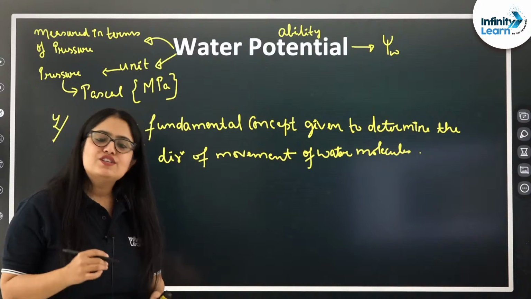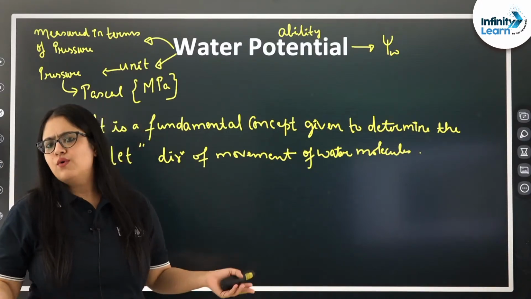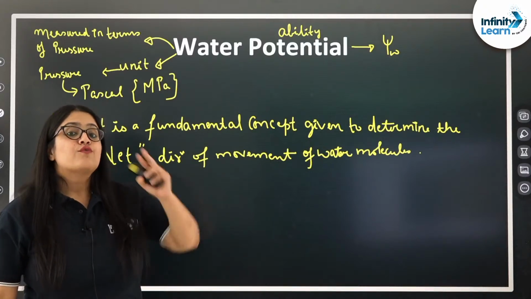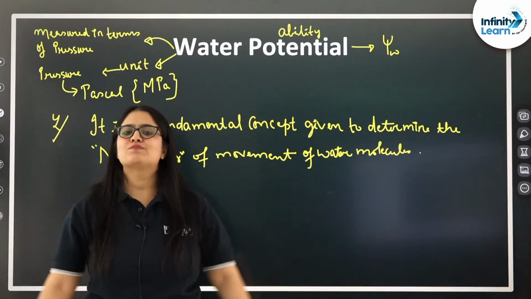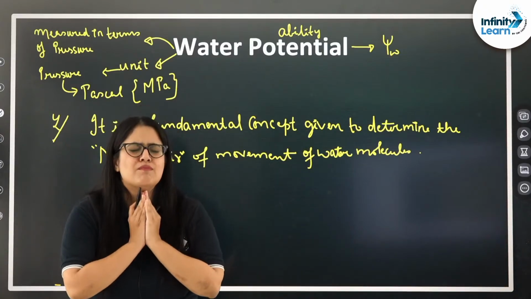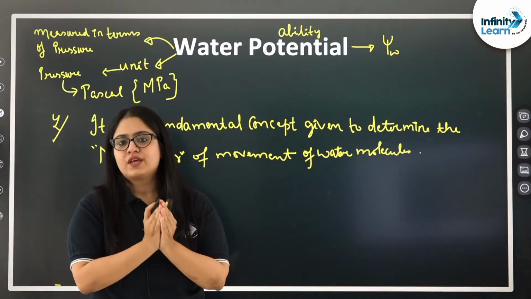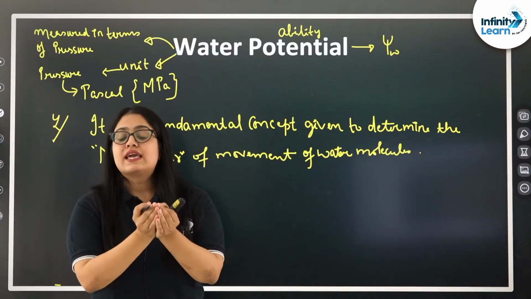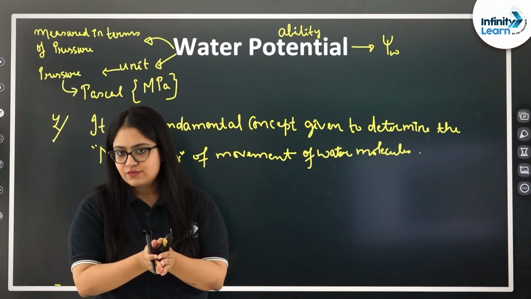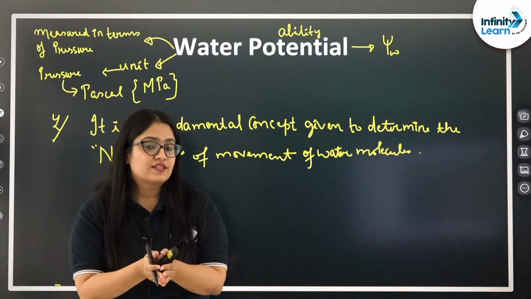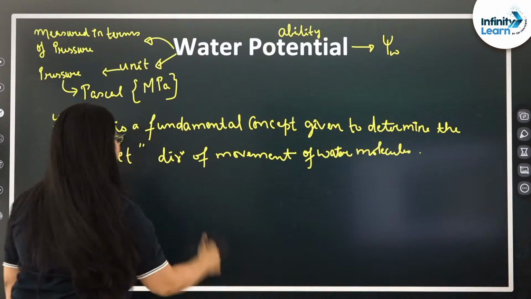It is the ability of water to do what? To do some useful work. What is a useful work? To move from one point to another. I repeat myself, what is water potential? Here I am giving you the easiest and simplest definition of water potential. Water potential is the ability or potential of the water molecules to do some useful work, that is moving from one point to another.